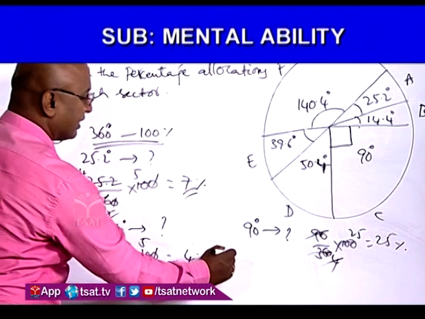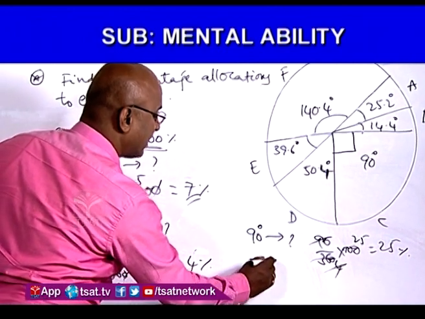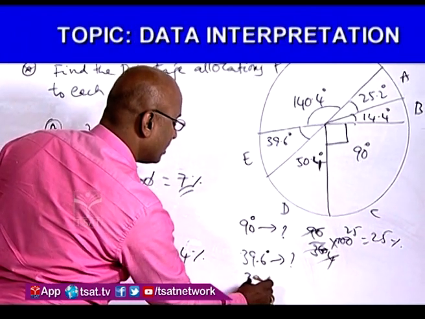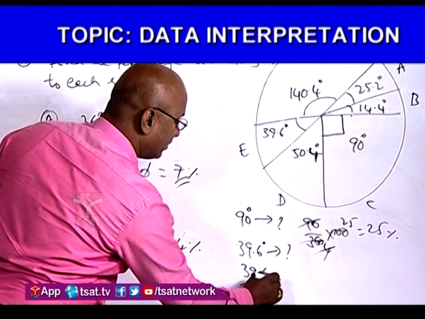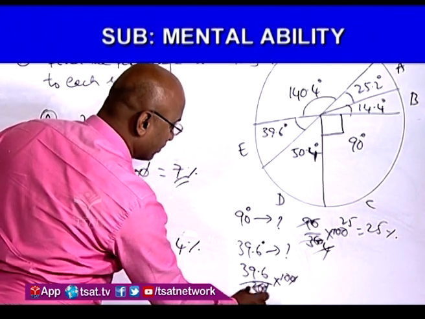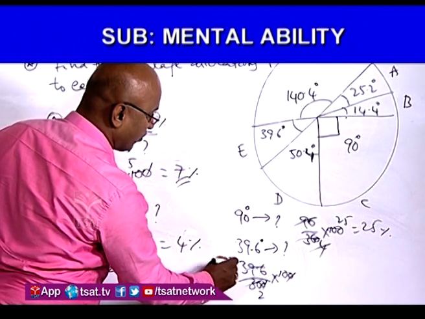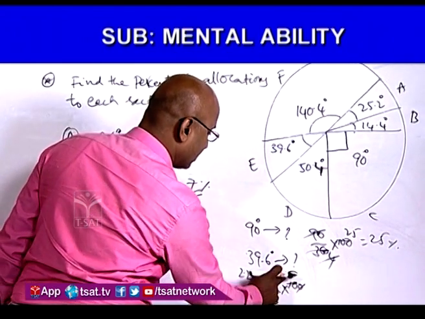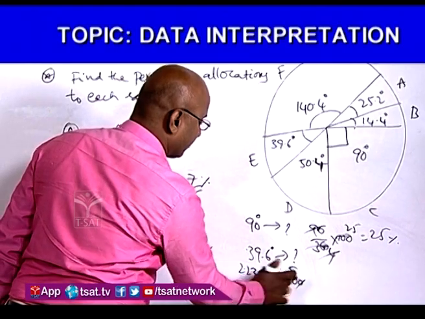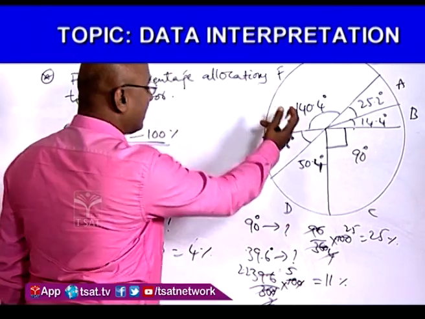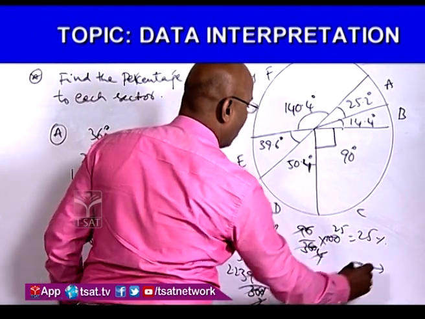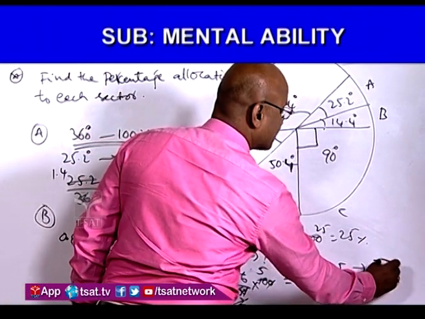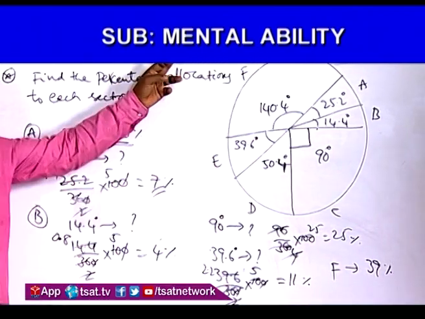Similarly, angle E, 39.6. So 39.6 is how much? 39.6 by 360 into 100. So 18 twos are 36 and 2.2. So 2.2 into 5 is equal to 11%. Similarly, angle F is equal to how much? 140.4 by 360 into 100, that will give you 39%. So this is the problem given in the Civil Services 1996.